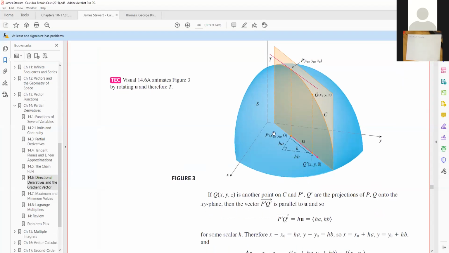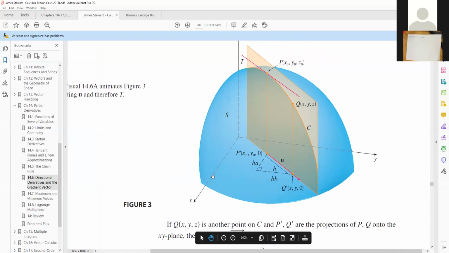So here we are, right? I have a surface S, right? That's defined as f of x, y, okay? I have a point P of x naught, y naught, z naught, okay? And I'm looking for the derivative at the point P.